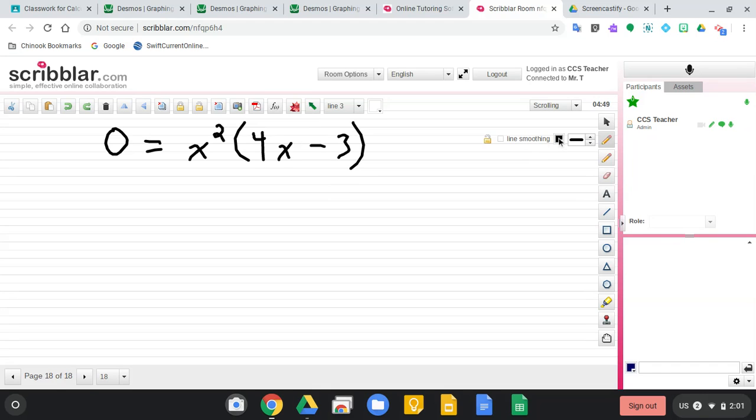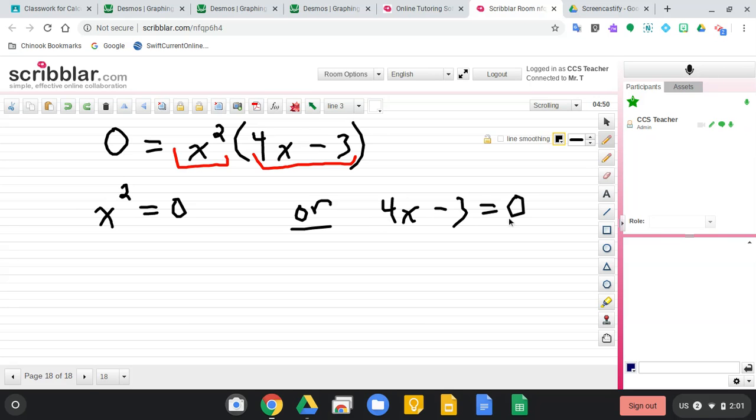Now I do have two factors here. My first factor is the x squared. My second factor is the 4x minus 3. And that product is equal to 0. So that means either the first factor equals 0 or the second factor equals 0. So if it's the first one, if I take the square root of both sides, technically I should put plus or minus, but 0 isn't plus or minus. It's the point at which the signs change, so x equals 0. And if I solve this equation, 4x would equal 3. Dividing both sides by 4, x would equal 3/4.